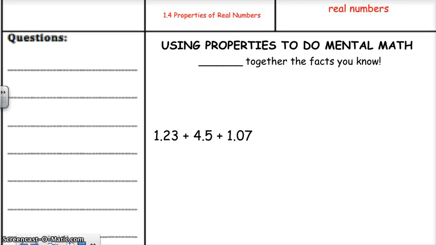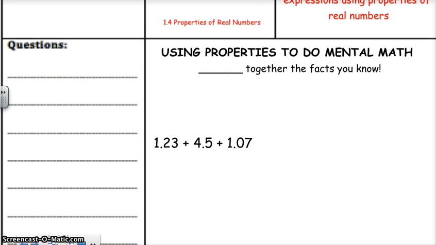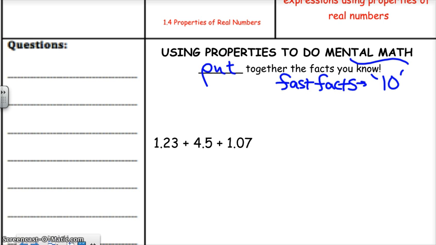An application with properties is using them to do mental math. When we do mental math, we want to put together the facts that we know. We want to smush them together, switch them around so we can do them fast. We want to do fast facts is really what I'm getting at. Fast facts is any power of 10, so 10, 100, 1,000, 10,000, or 25s. Those are very fast facts for most students.